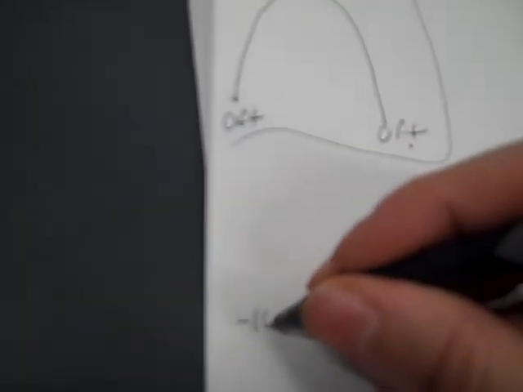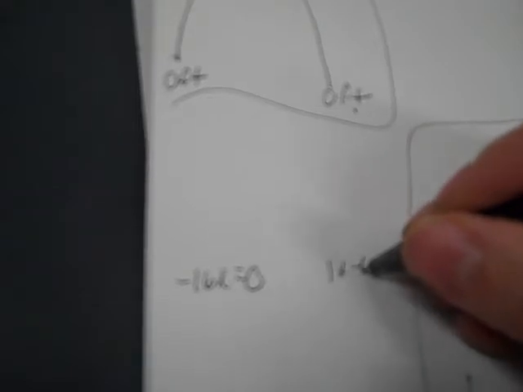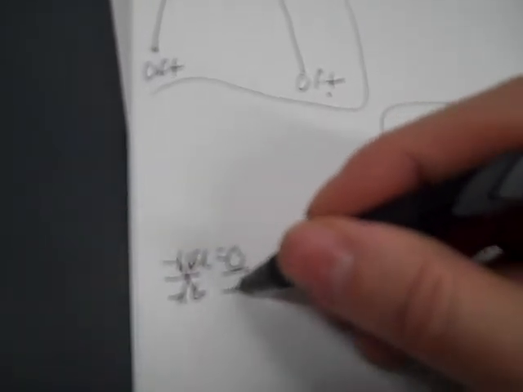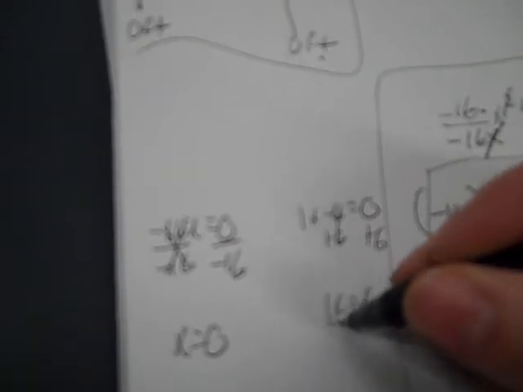So negative 16x could equal 0, or we have the possibility that 1x minus 6 could equal 0. So I'm going to divide by negative 16, and that's 0. Then I add 6, and that's 6. So 0 and 6, but 6 seconds is the actual answer to the problem.